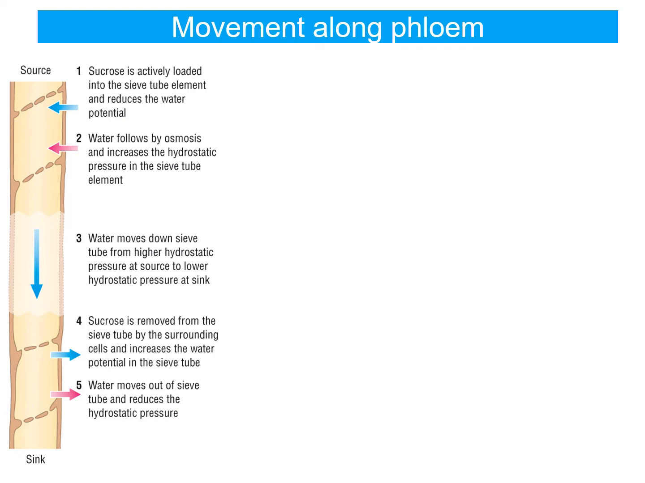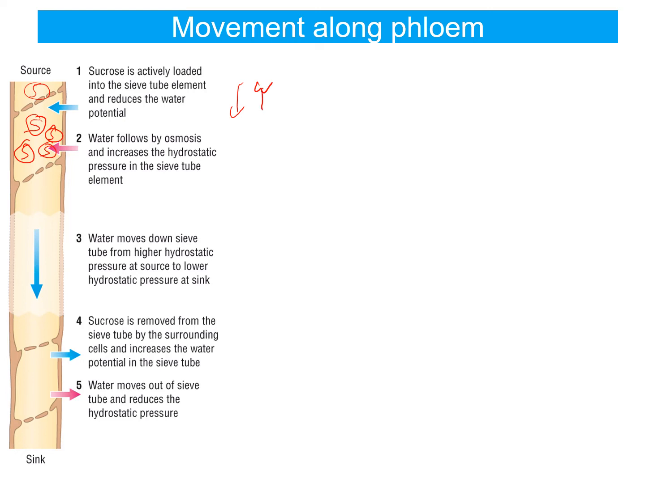So as we just said, in that process that we just described, we end up with lots and lots of sucrose by the source of the phloem cells. That then reduces the water potential. Okay, so the symbol for water potential is a W with a stick underneath it. There we go.